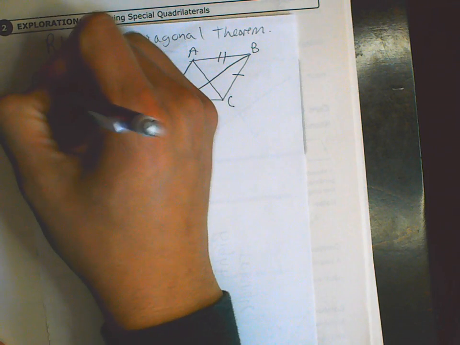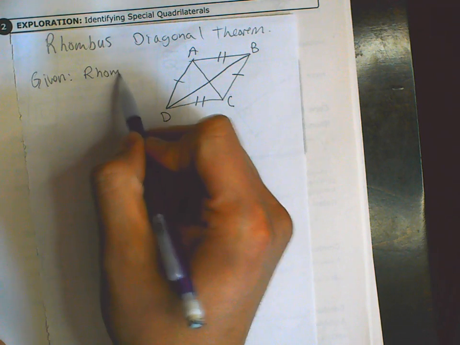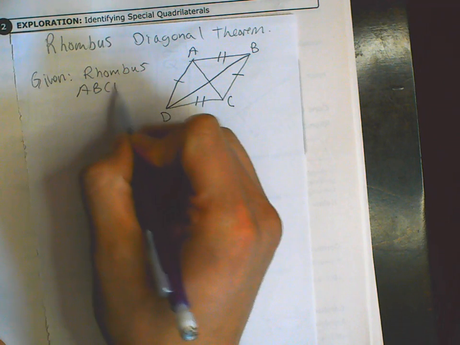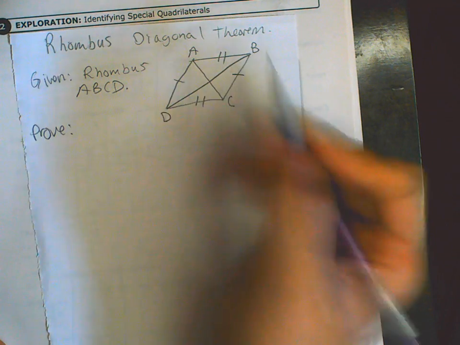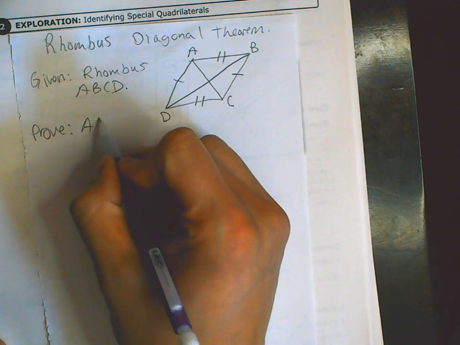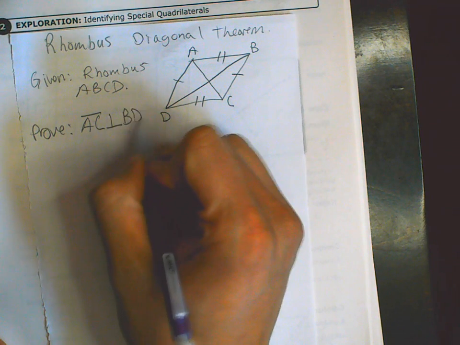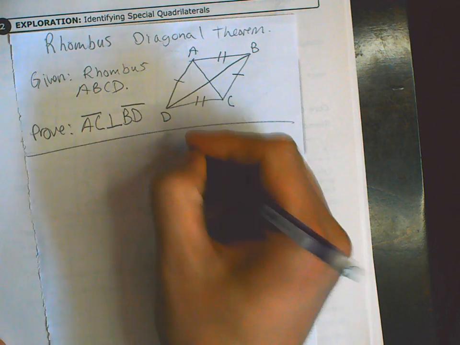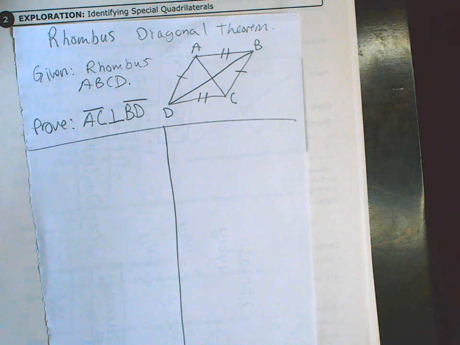So given rhombus ABCD, what do I need to prove? Okay, I need to prove that AC is perpendicular to BD. That's what I need to prove. So how am I going to do that? It seems like it's going to be complicated, but honestly, it is not.